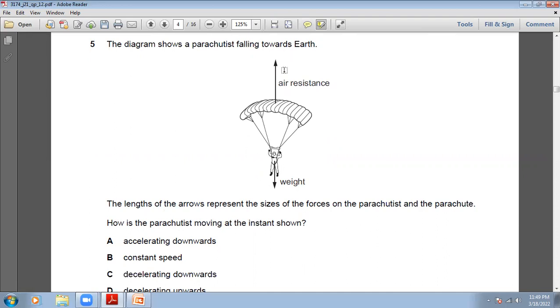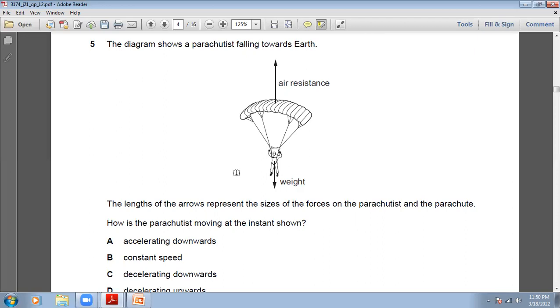Here you can see the air resistance is greater than the weight. How do I know that air resistance is greater than the weight? Because the length of the arrow is larger than the length of the arrow representing the weight. So the length of the arrow which represents the air resistance is larger, and the length of the arrow which represents the weight is smaller. So that means that the air resistance is larger.